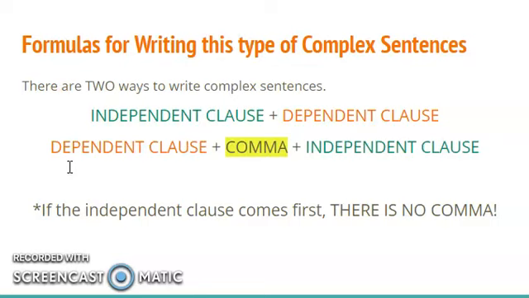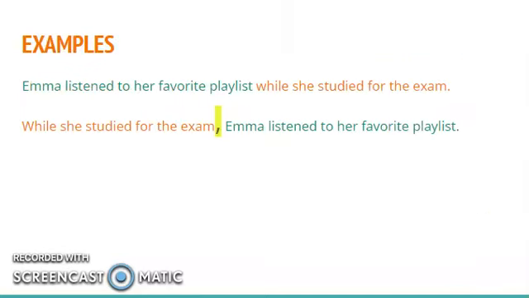Here's the formula. I really encourage you to memorize this formula for writing complex sentences because this is going to help you. So independent clause plus dependent clause. That's one way to write it. The other way to write it would be dependent clause plus comma plus independent clause. So if the independent clause comes first, we do not need a comma. If the dependent clause comes first, we have to add a comma, and you'll see that here.